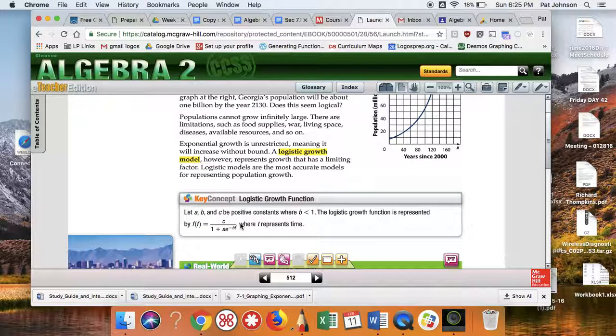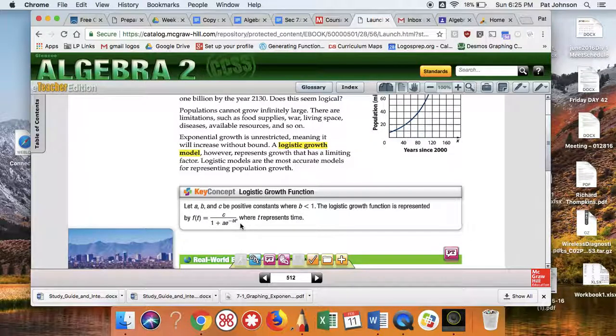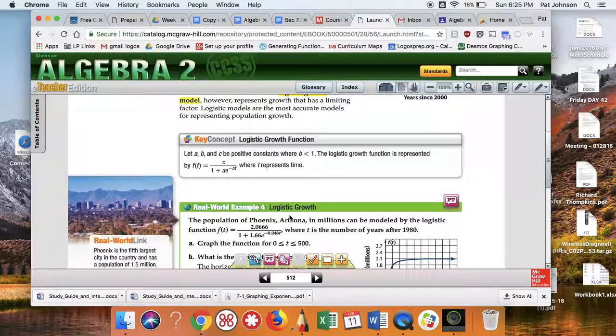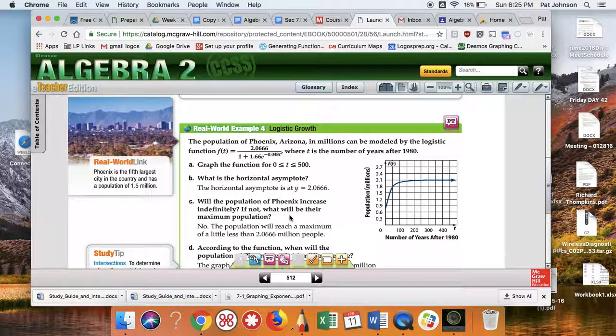Okay, so let's look at this formula. We actually have a formula which you'll need to know. It says if a, b, and c are positive constants where b is less than 1, the logistic growth is represented f of t equals c over 1 plus a e raised to the negative bt, where t represents time. So let's look at an example of what we're talking about.